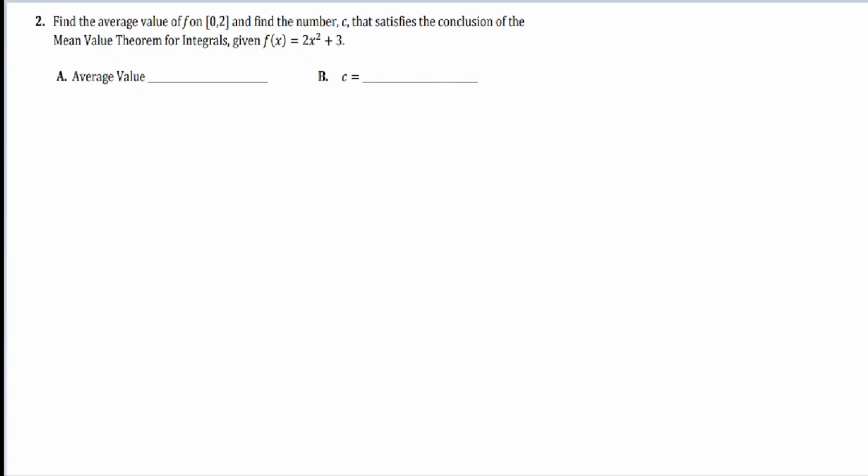Today we are doing applications of integration, specifically average values and mean value theorem. So let's get right into this.